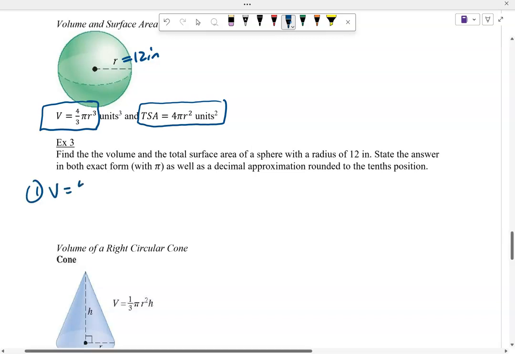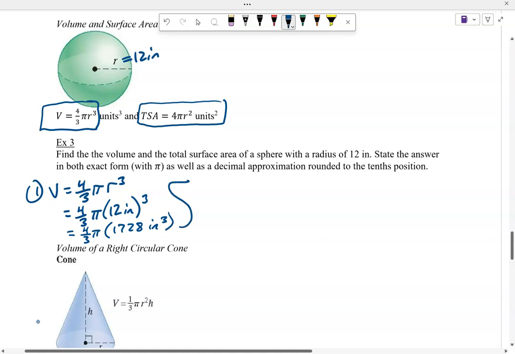Number one, our volume is 4/3 pi r cubed. So I got 4/3 pi. My radius is 12 inches cubed. So I punch that in. 12 times 12 times 12 gives me 1728, and this is cubic inches. Let me take this up here. This is over 1. So now I got 1728 times 4 is 6912.